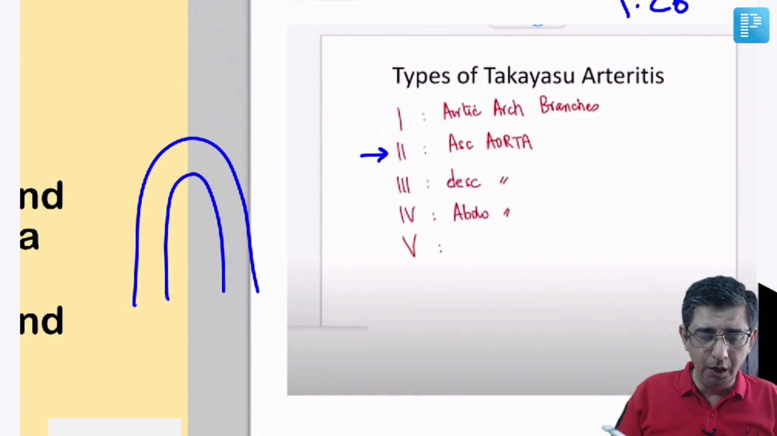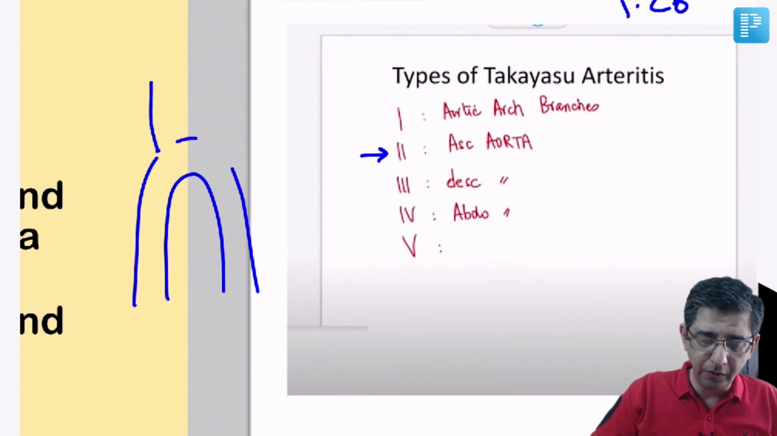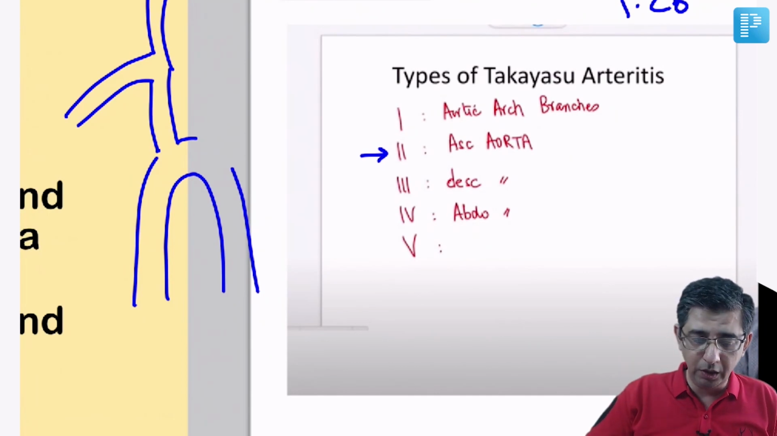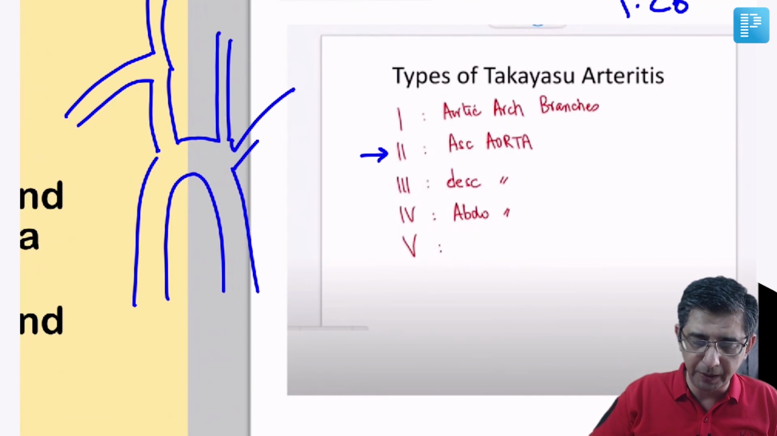Let's do it quick. You can see the arch of the aorta. Then I have highlighted blood vessels here. This is going to be the brachiocephalic trunk, right? This is going to be the subclavian artery and the right common carotid. And on the left side I've highlighted the left common carotid and the left subclavian artery.